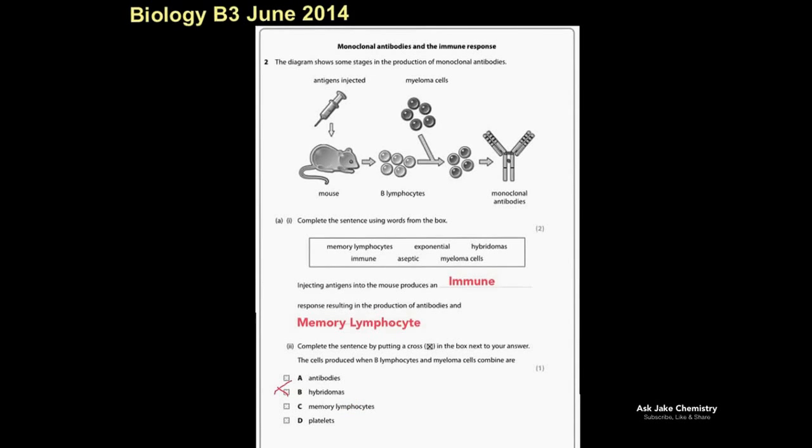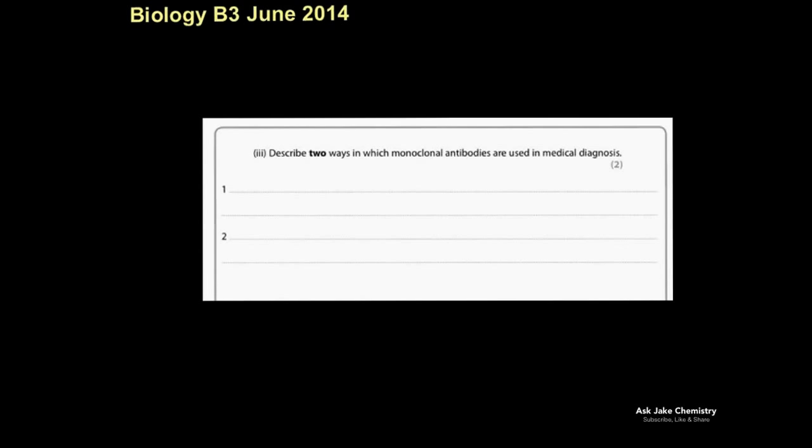And now this is because myeloma cells and B lymphocytes make a hybridoma when you fuse them together. So just learning the stages will really help in this question. So, describe 2 ways which monoclonal antibodies are used in medical diagnosis.